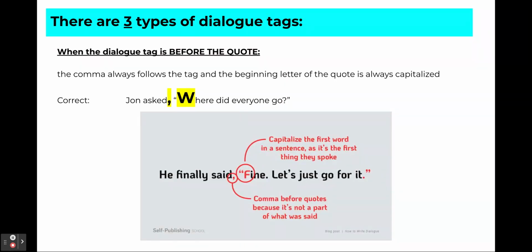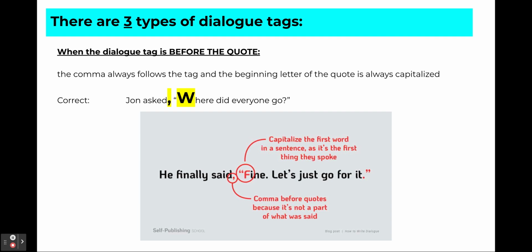Now, there are 3 types of dialogue tags. When the dialogue tag is before the quote, it would look like this. The comma would always follow the tag, and the beginning letter of the quote would always be capitalized. So for example, John asked is the speaker tag. You would have a comma after that. You would have a quotation mark because John is saying this out loud. "Where did everyone go?" We would capitalize the W in where because that's the beginning of his sentence.